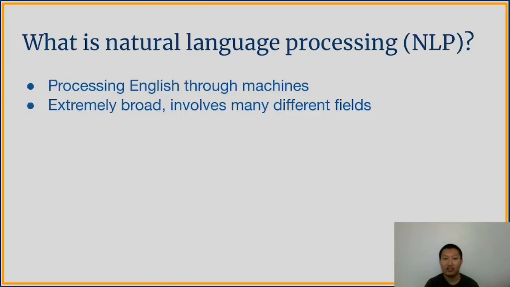Alright, so as I said, today we're going to be talking about natural language processing, and the basic definition is processing English through machines. And obviously it doesn't have to be English, it can be any natural language like French, Spanish, etc. And it is an extremely broad field. It involves many, many, many different fields. So knowledge from all different places comes into play here. You can think about psychology, you can think about computer science, mathematics, statistics, linguistics. All of these fields are somewhere present under the large umbrella of natural language processing.